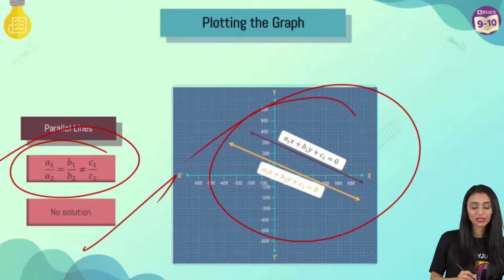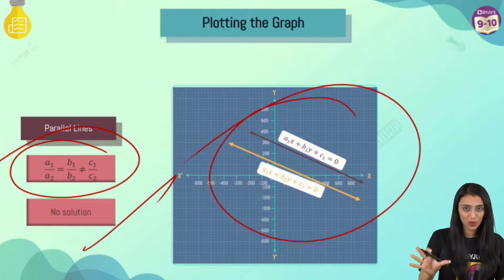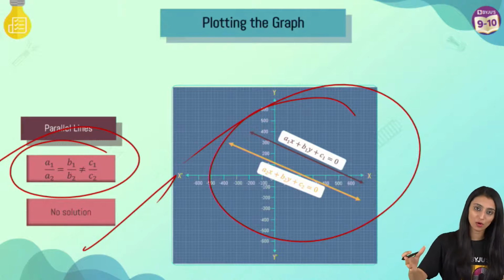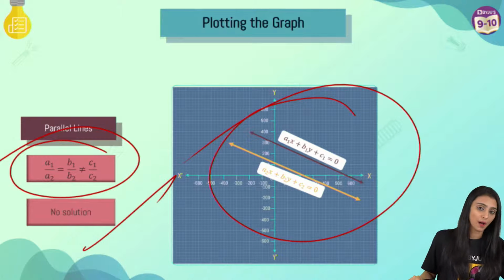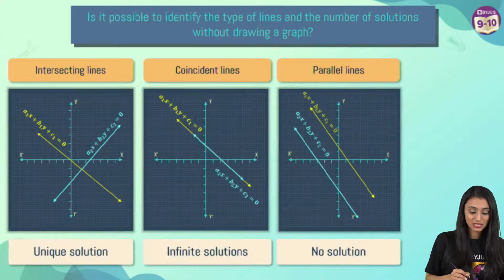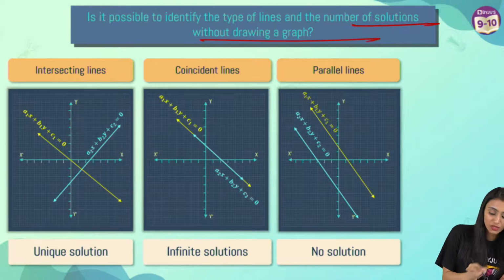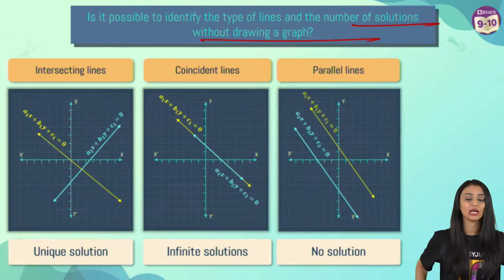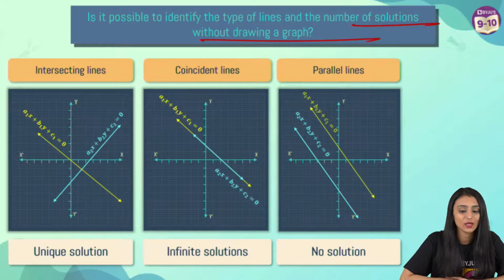Okay, so till now what we were doing is, we were checking the points. First we frame the equations, we find out the points, find out the solutions, and then we plot them on a graph, and then we check whether they have infinitely many solutions, a unique solution or no solution. Is it possible to identify the type of lines and the number of solutions without drawing a graph? Quickly tell me, is it possible? Without even plotting the graph, without even drawing it, can we guess this? Is there any way to guess this?